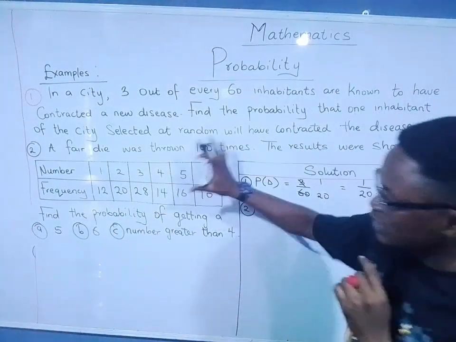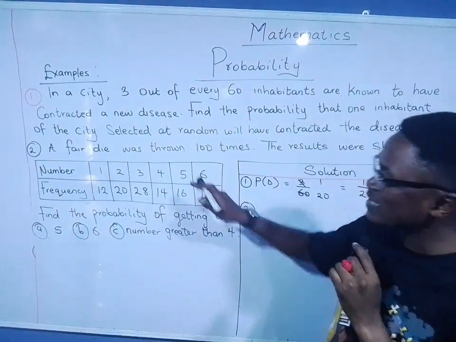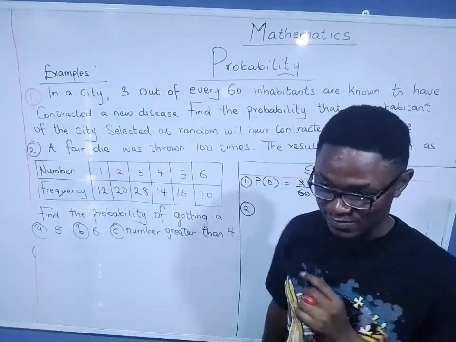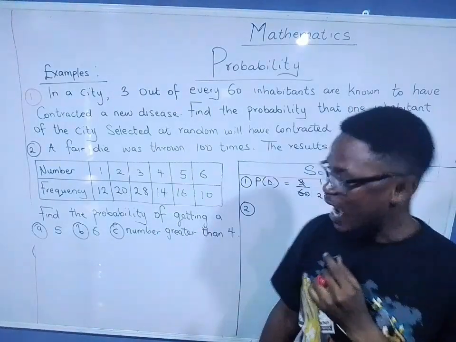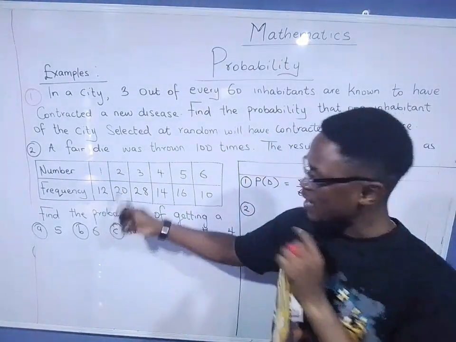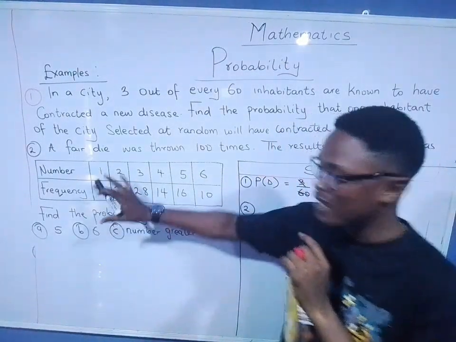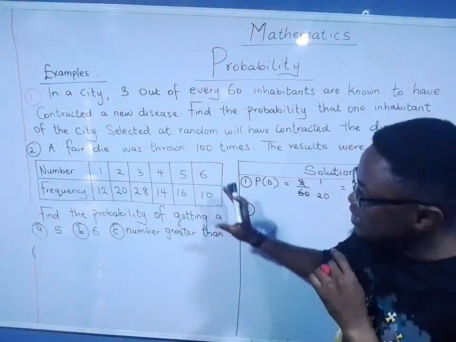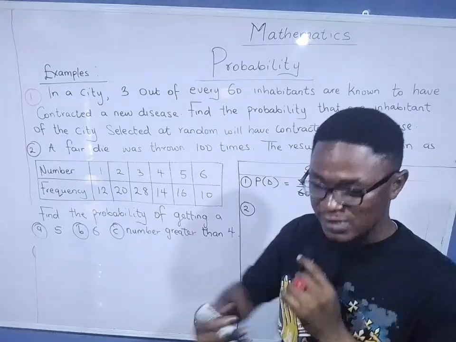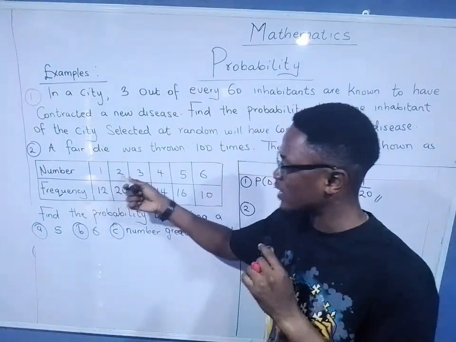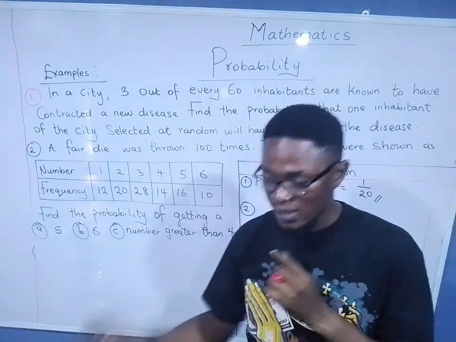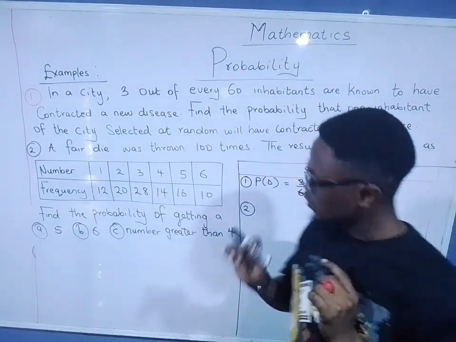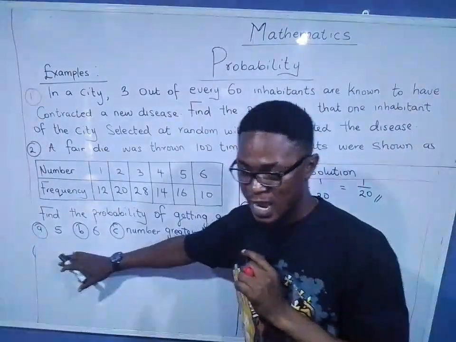So the information in this table is telling you that the die was thrown 100 times, and then they were counting. How many times did they get 1? They got it 12 times. How many times did they get 2? They got it 20 times. That was how they were able to create this table. Do you understand? So this table is giving you the frequency of times each number was shown when a fair die was thrown. Do you understand? Okay, so with this table now, we can answer their questions.